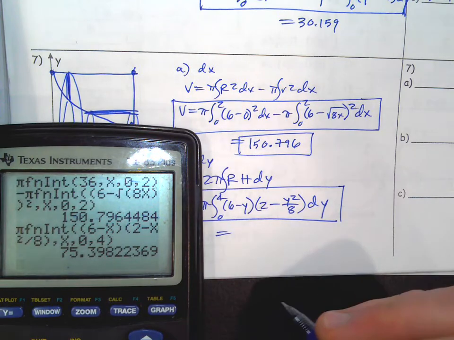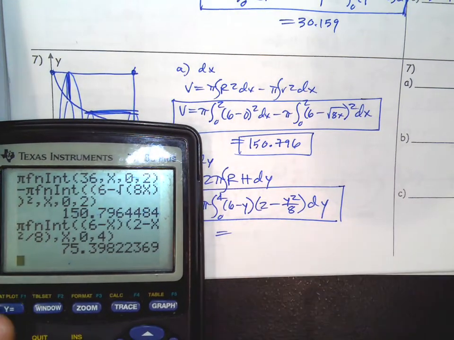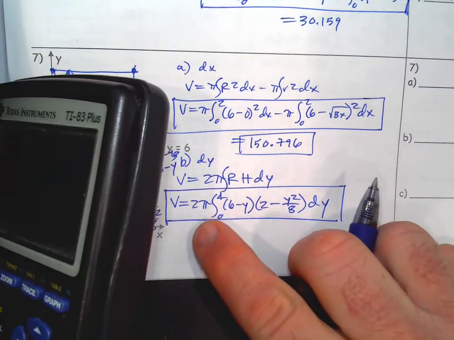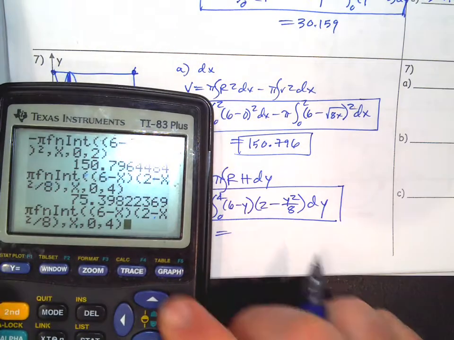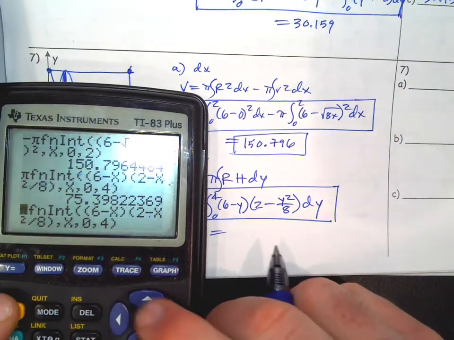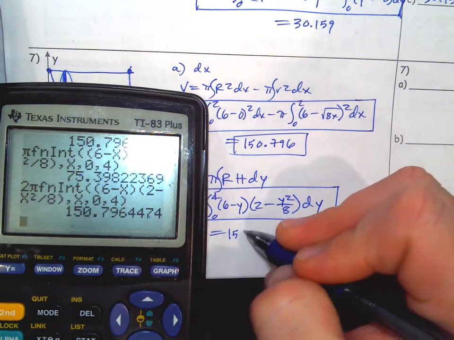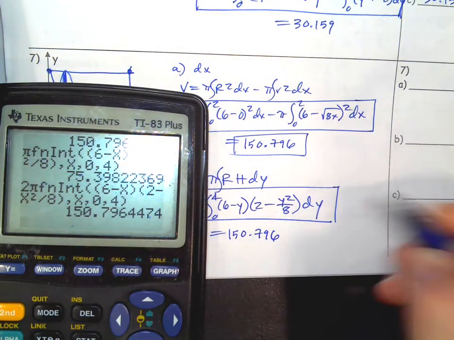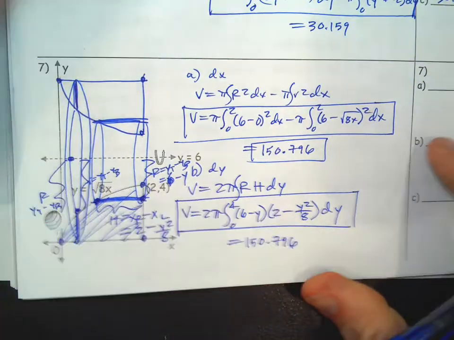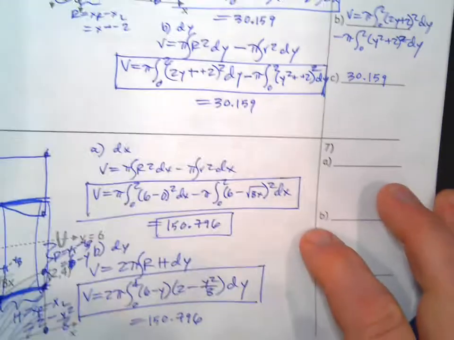Oh, shoot. Oh, I missed the 2 in front. I was covering it up with my paper. So I'm going to recopy it. Second insert 2, 150.796. Same answer. So we're going to put these setups in the answer column.